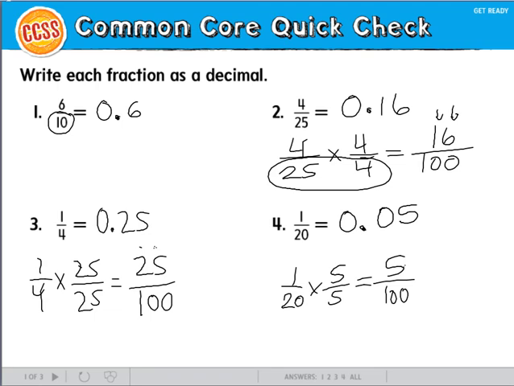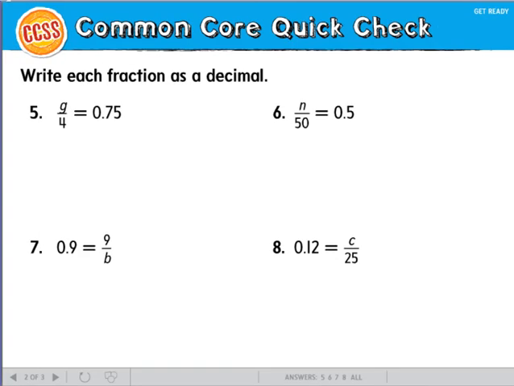Alright. Okay, now we're going to take some decimals, and we're going to change them into fractions with the denominators that are given to us, or in some cases, numerators. So you guys can start working on those on your whiteboard.